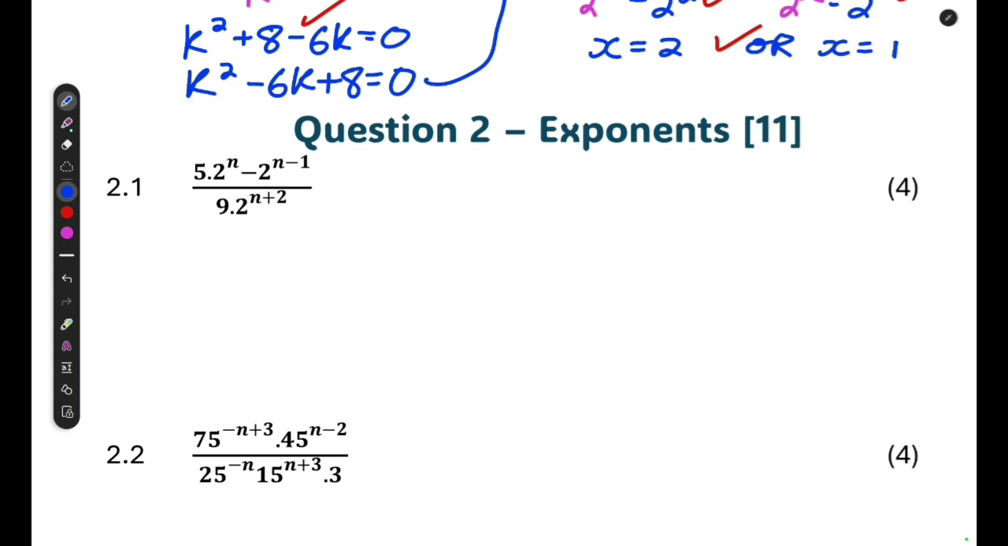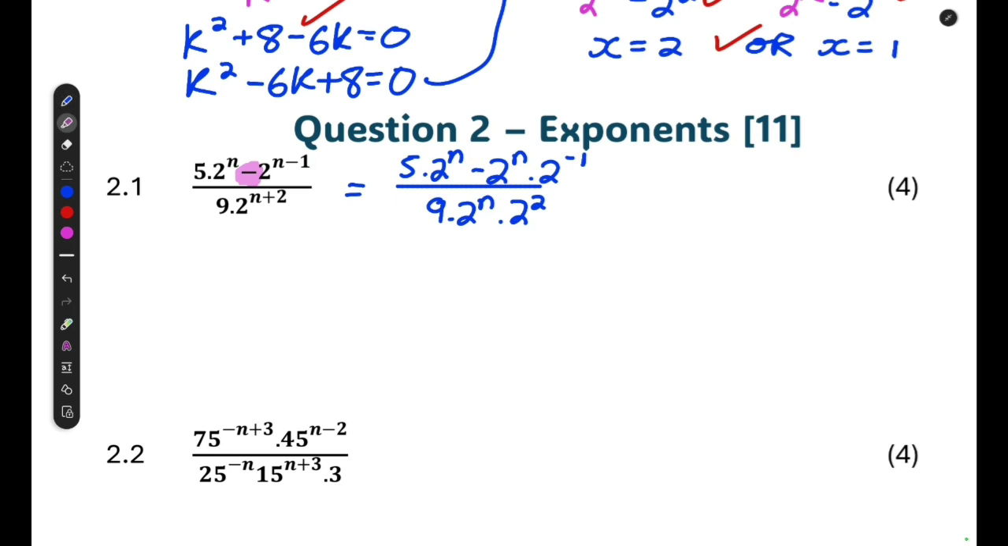With the first one, I see that minus, and therefore I am going to give each exponent its own base. So that's going to look like this. The first one doesn't change. 5 times 2 to the power n minus 2 to the power n times 2 to the power minus 1. At the bottom, 9 times 2 to the power n, 2 squared.